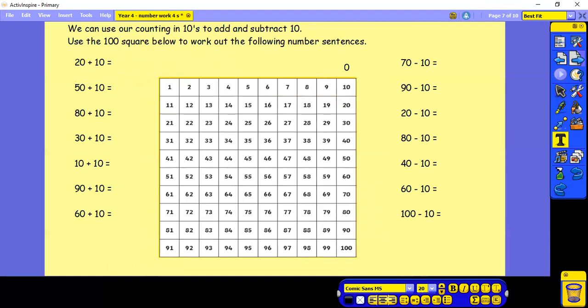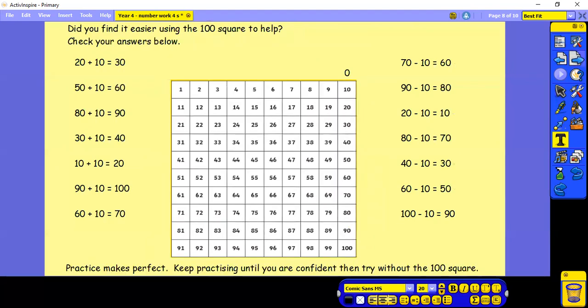So we can use our counting in tens to add and subtract 10. So use the 100 square here to work out the following number sentences. So 20 add 10. So here's number 20, and I'm just going to count on 10, which would take me to the number 30. Have a try at the additions here, and then have a try at the subtractions here. Use the 100 square. Pause whilst you have a go.